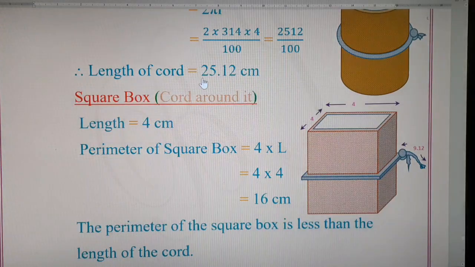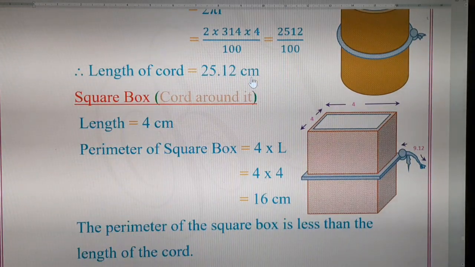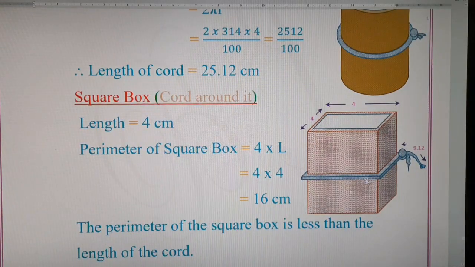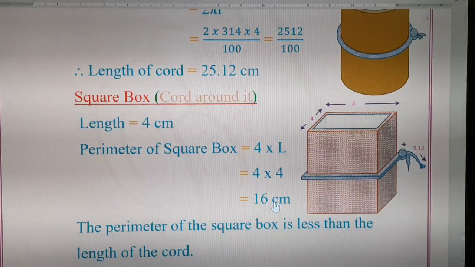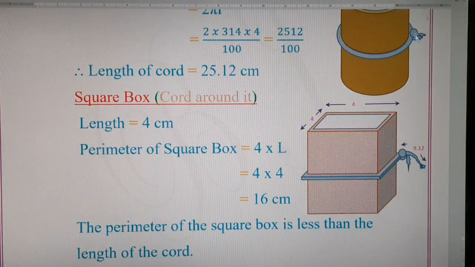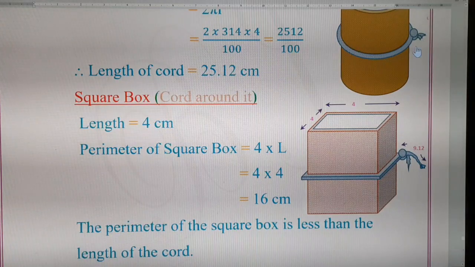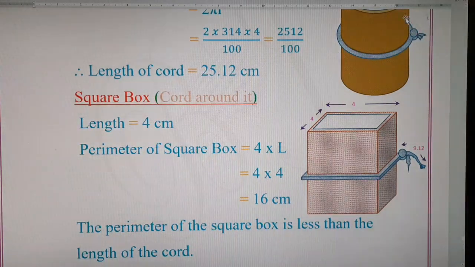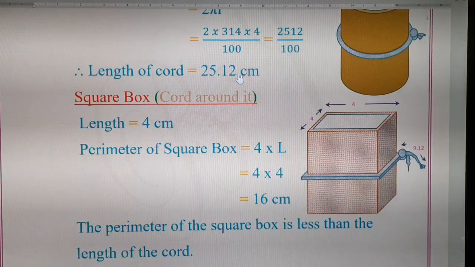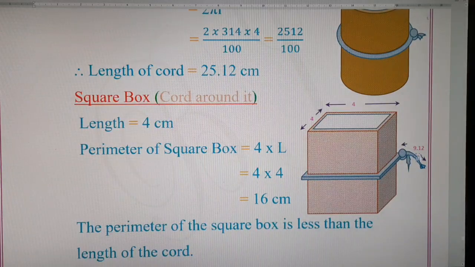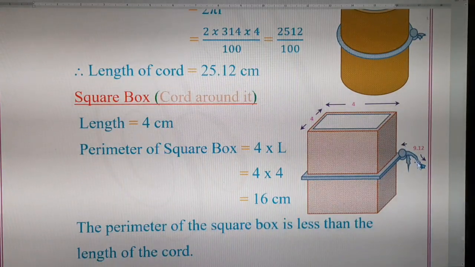But we know the length of the rope is 25.12 centimeter. While to tie around the square box, we need only 16 centimeter of rope. But we had actually tied it around the pipe and cut off the extra length. So the exact length of the rope which was tied around the circular pipe was 25.12. And if this 25.12 centimeter long cord is tied around the square box, then we will definitely have some rope left extra after tying the knot.